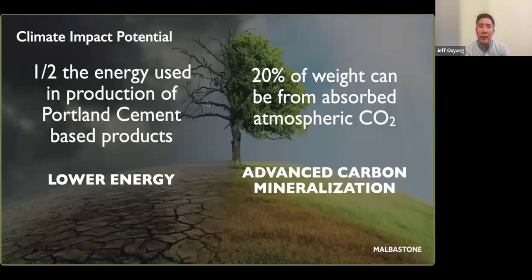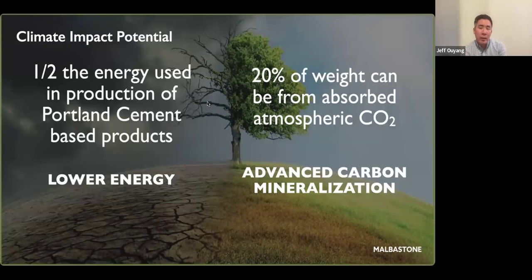So taking a little deeper dive into the climate impact potential, the reason why magnesium oxide can be considered much lower carbon impact than Portland cement-based products is because it's using half the energy during the production time, especially in the creation when fabricating the raw materials.